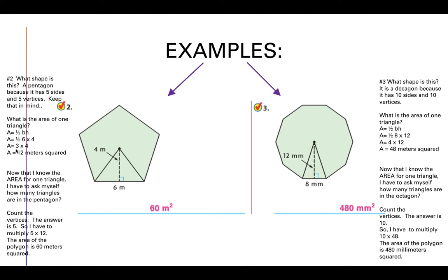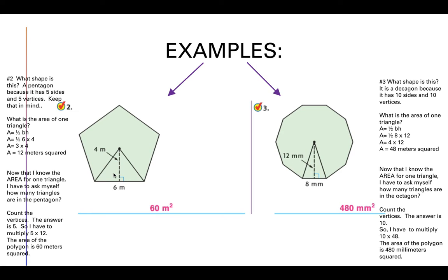What's half of 6? 3. All right, so I did that. I usually put a little arrow right here to bring it down. And then multiply your answer times 4. 3 times 4 is 12. So the area of one triangle is 12 meters squared.